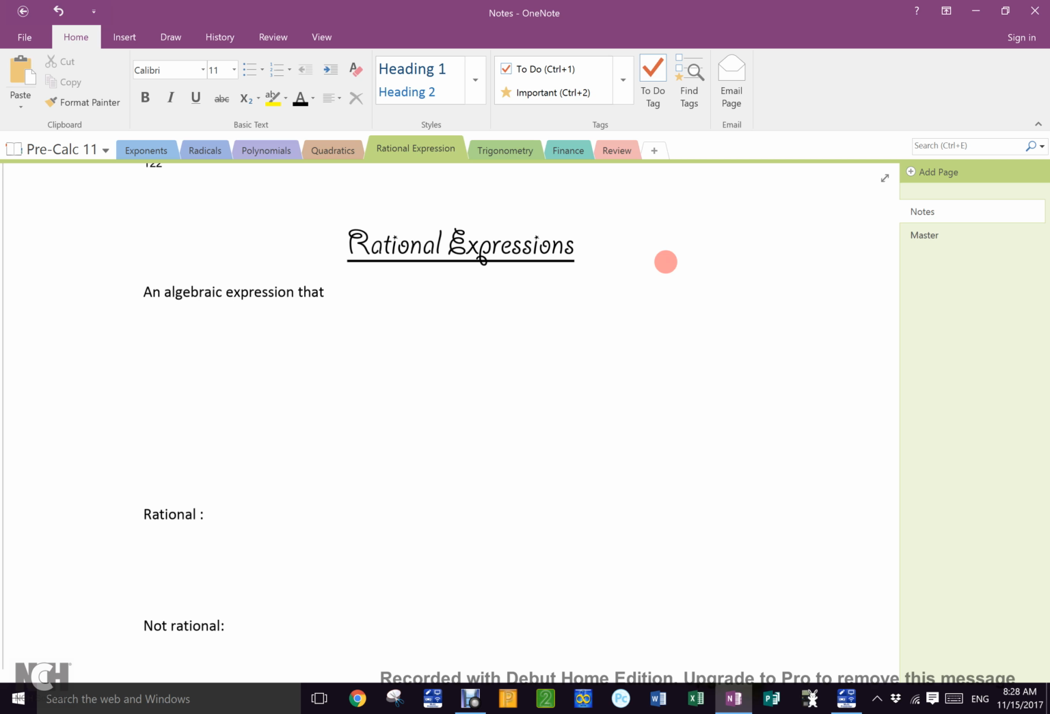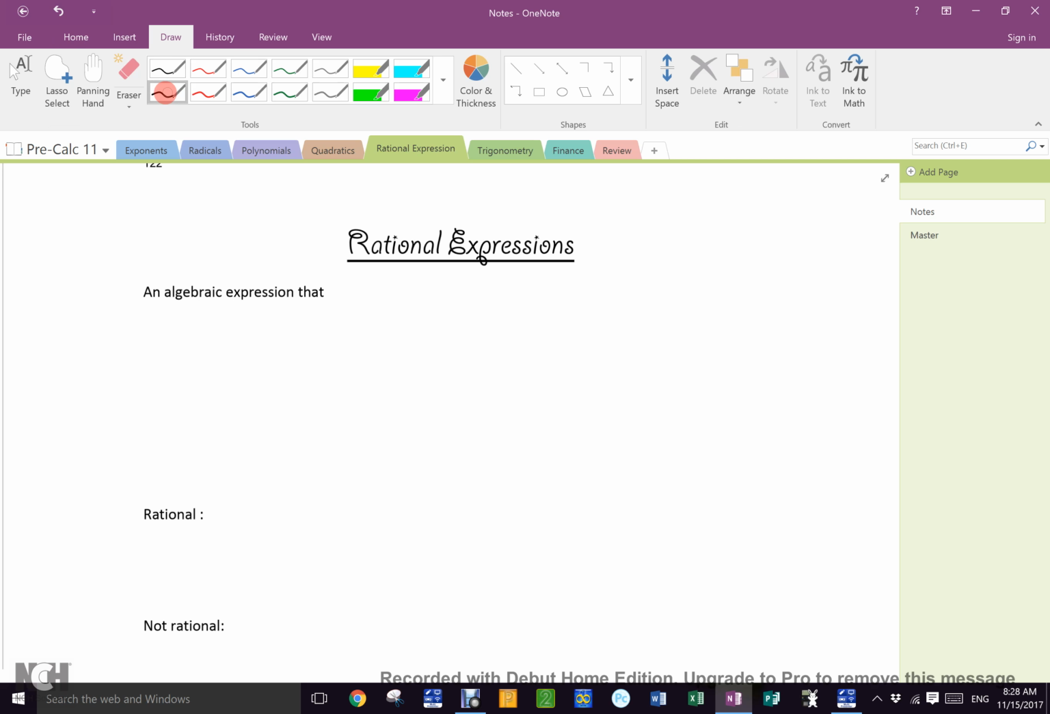Now, before we go any further, I will tell you what indeed a rational expression is. First thing I'm going to highlight is the word expression, which means there is no equals sign, which means it cannot be solved. The only thing we can do with rational expressions is simplify them. Please remember the difference.